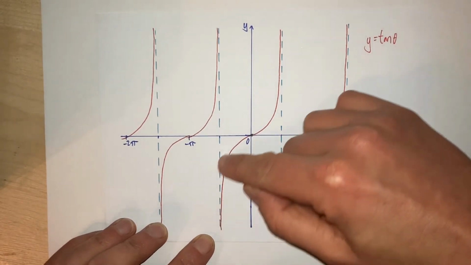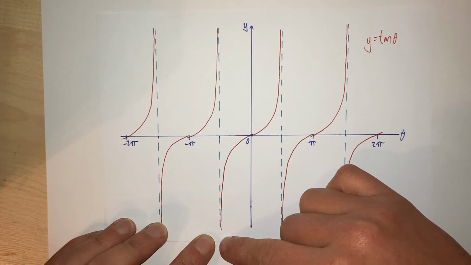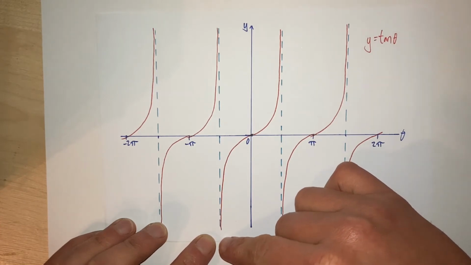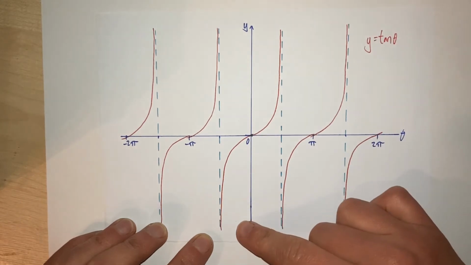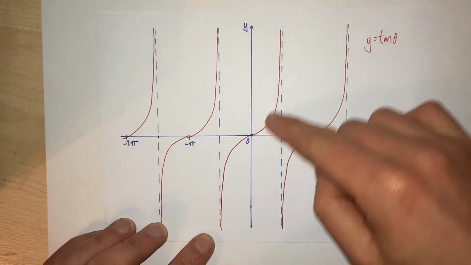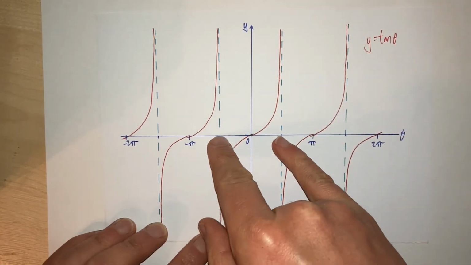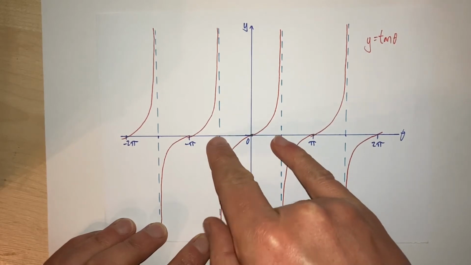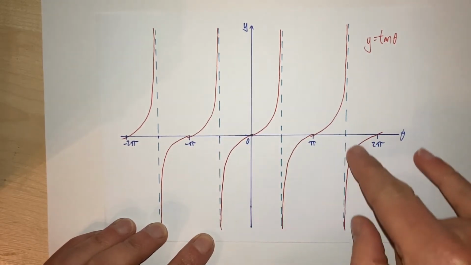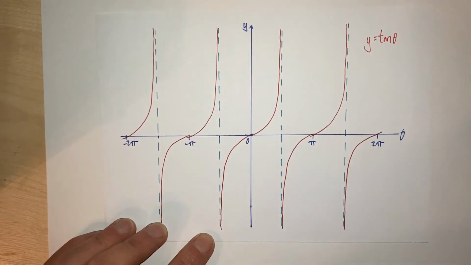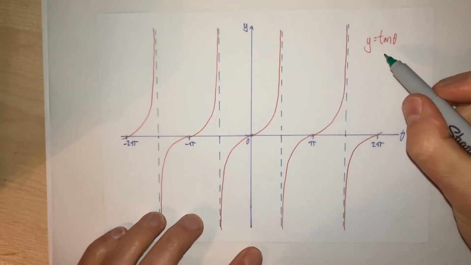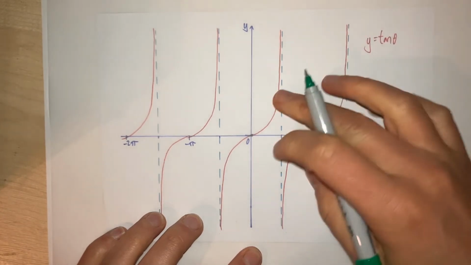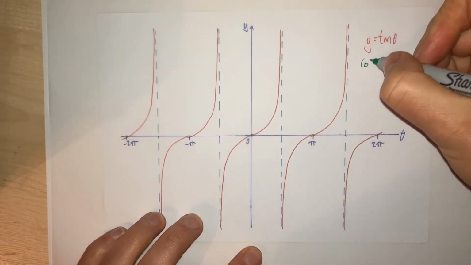But the range of tan goes from -infinity to infinity. Tan has a period of pi or 180 degrees. That is, it repeats itself every 180 degrees or pi. Now the reciprocal of tan theta is cot theta.